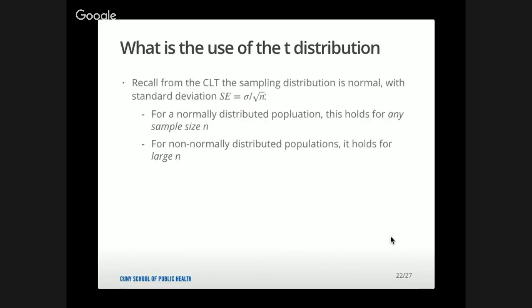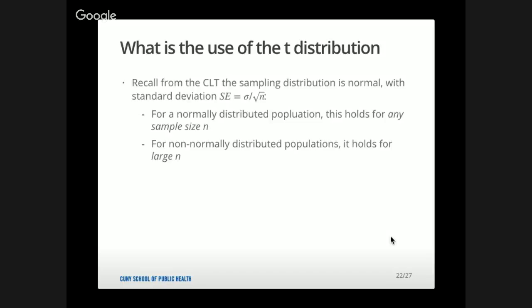All right, and the last part of class today is to introduce, lecture anyways, the t-distribution. And what do we use it for? So we're recalling again from the central limit theorem, the sampling distribution for large samples, regardless of the population, has a standard error. This is the variability of the sampling distribution, sigma, the population standard deviation, over square root of n.